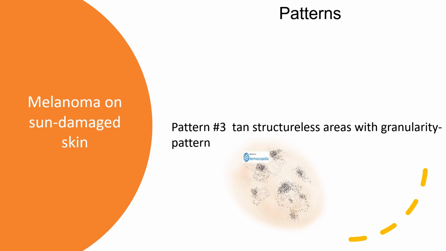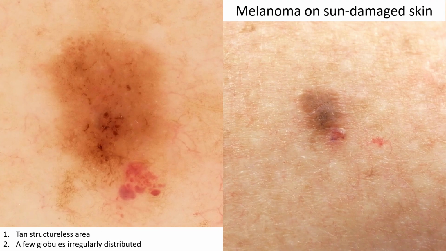The next pattern consists of a tan structureless area, and sometimes there is granularity. In this particular case, you can see that it has this tannish, orangish brown, relatively structureless area, and perhaps there are a few globules that are irregularly distributed.